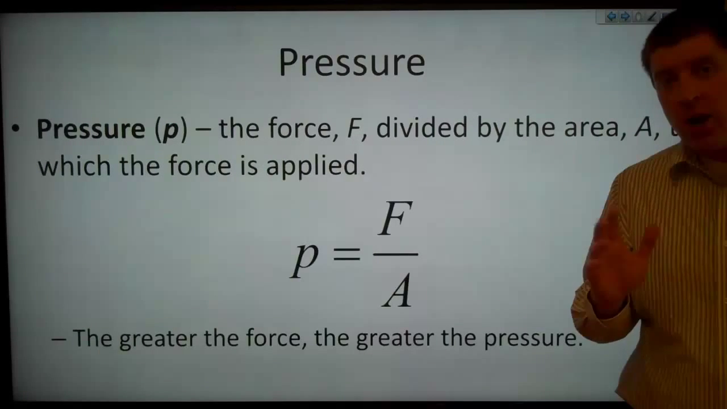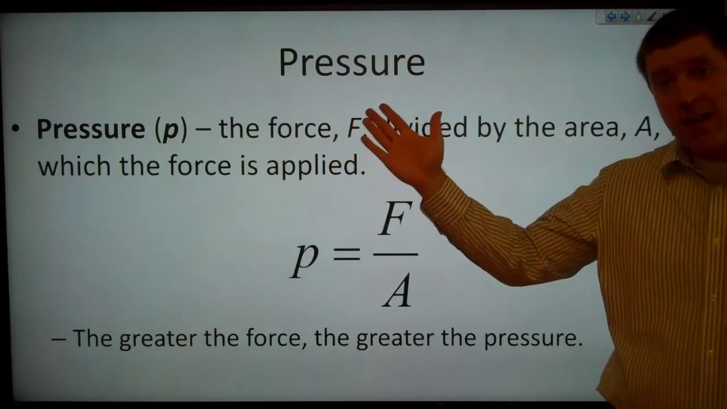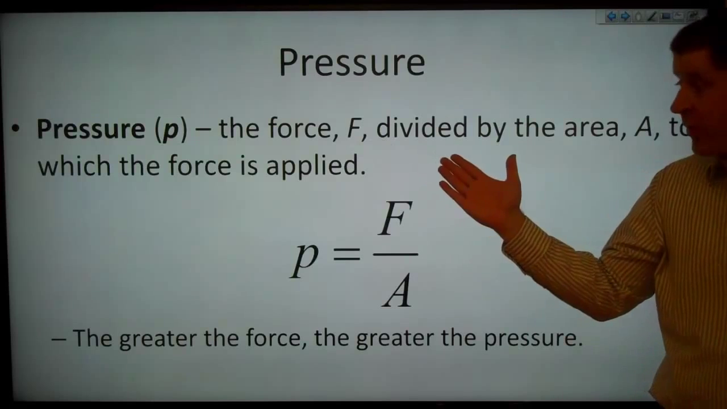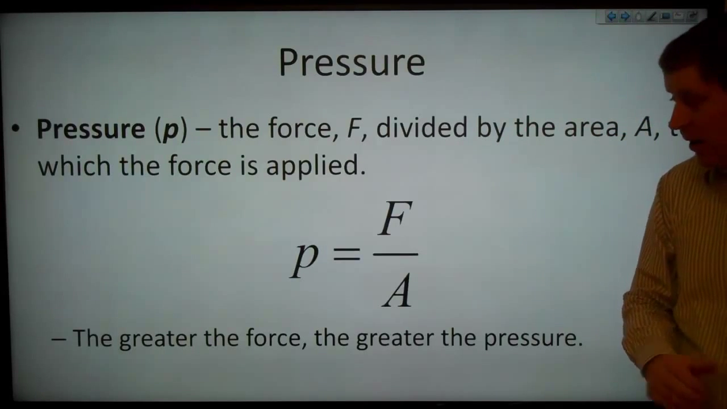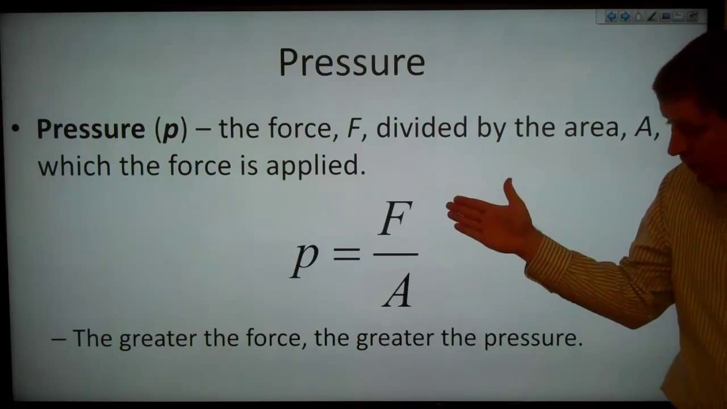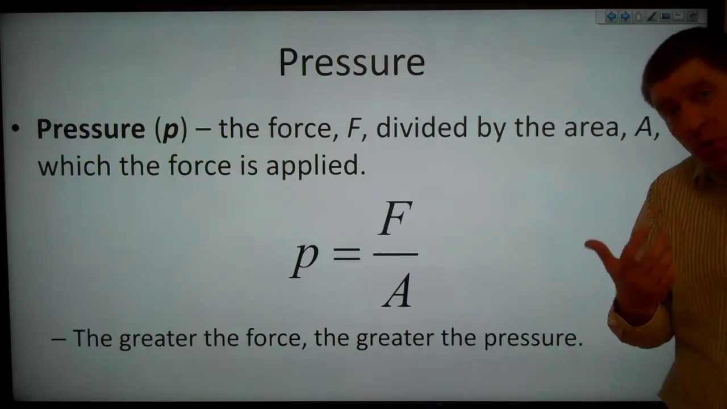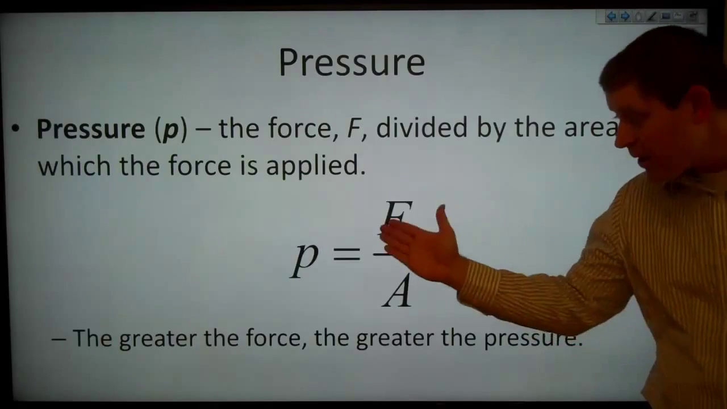So let's define a few terms. The pressure, which we're going to symbolize P, in this case a lowercase p, is the force F divided by the area A to which that force is applied. So P equals F over A. And this means that the greater the force, the greater the pressure. Or if we keep the force constant and decrease the area to which that force is applied, then the pressure goes up.